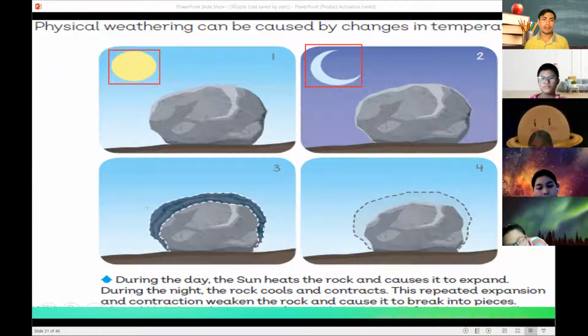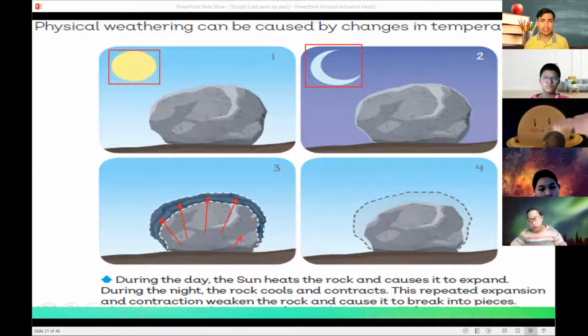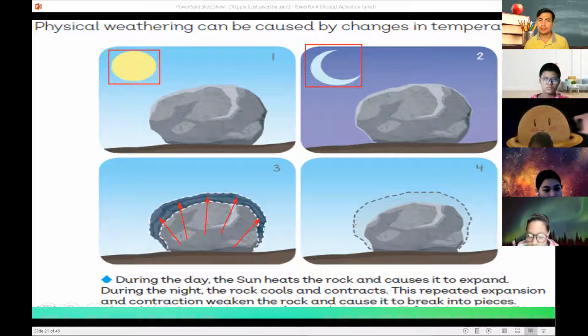So what happened here is that, based on this picture, this is the rock. Does it become bigger or smaller? Bigger. Yes, it expands, right? What about this one? Smaller. Okay, it contracts. Yes, it contracts. You see here, it contracts.